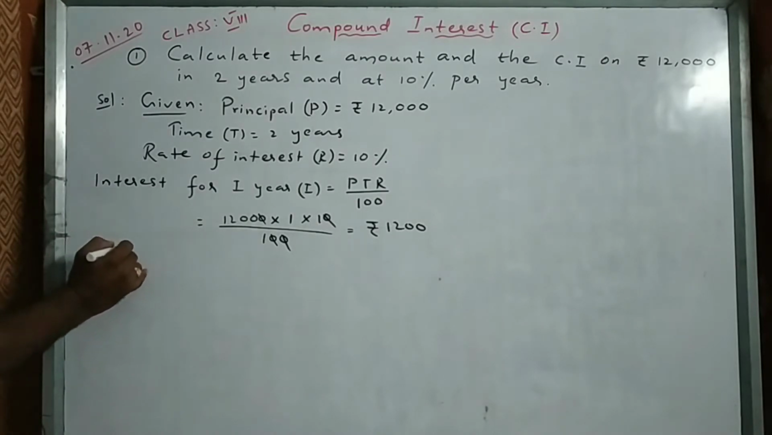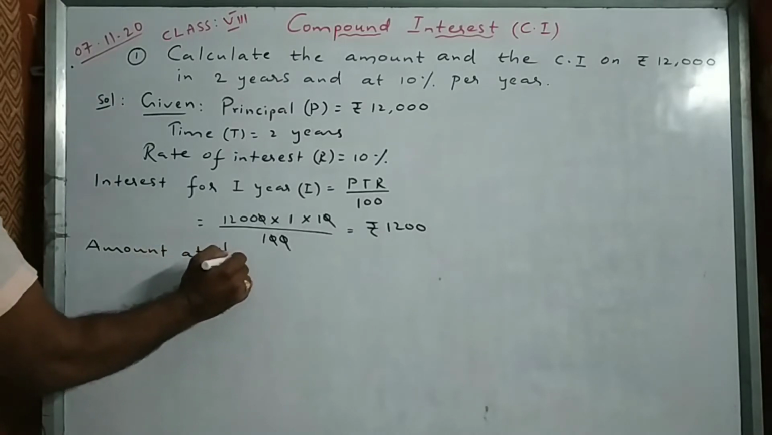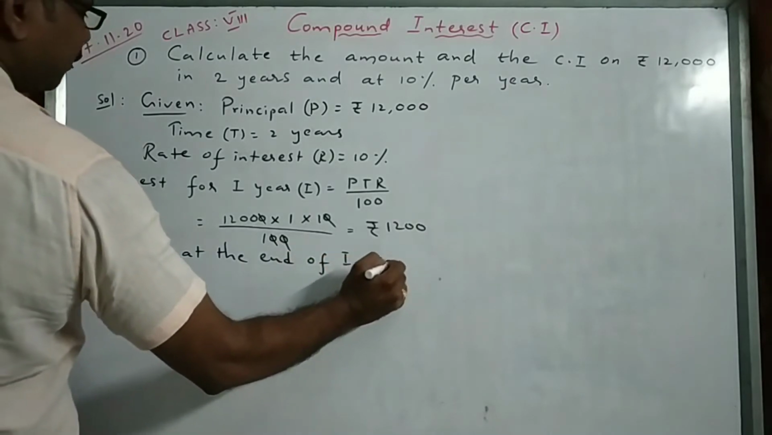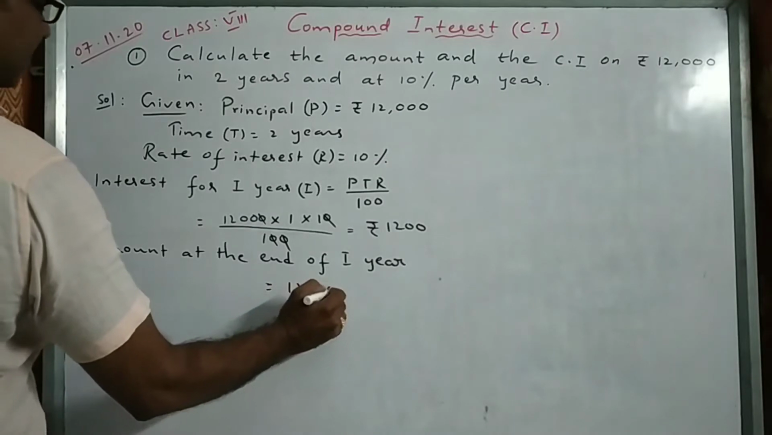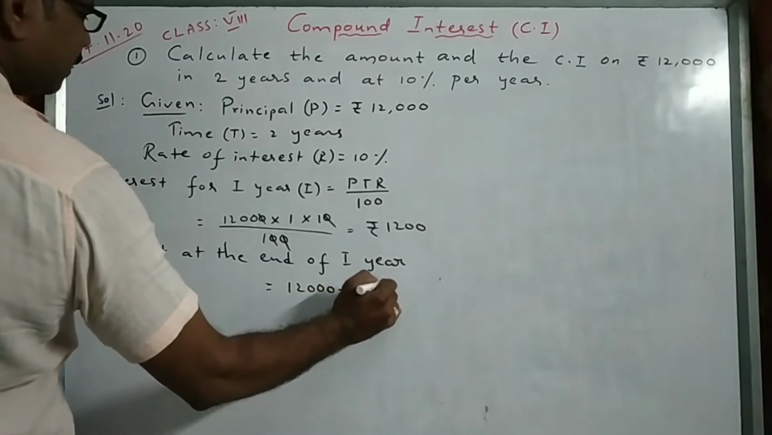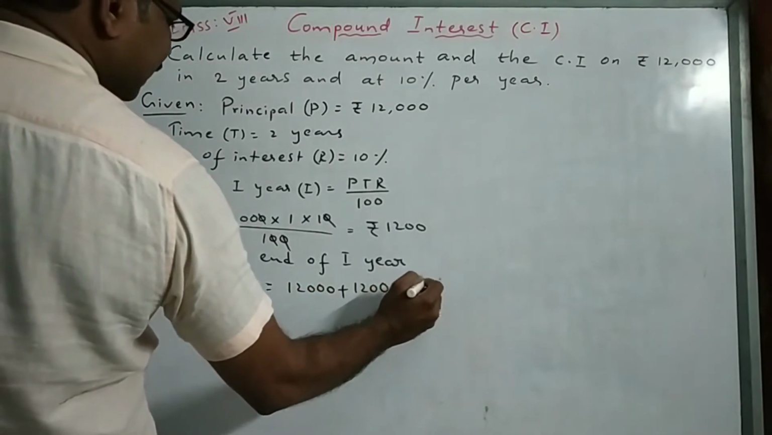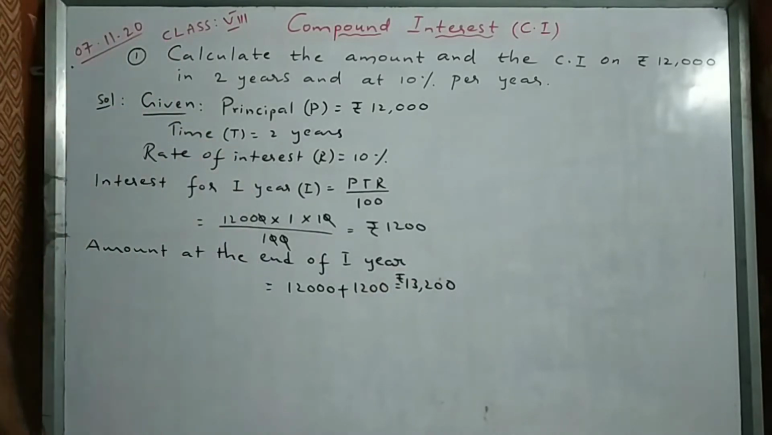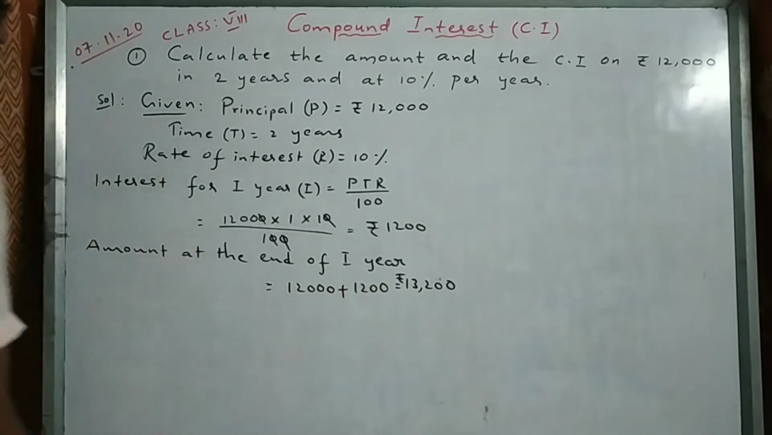Now, the amount at the end of first year. How much amount does it become at the end of first year? He took 12,000 plus interest on that, 1200. So 13,200. Right? This is the amount at the end of first year. This is the amount he has to pay at the end of first year.